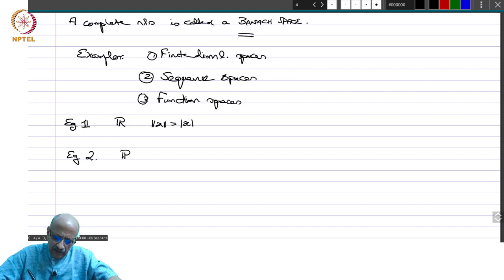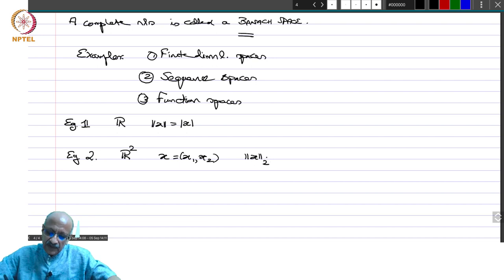Let us take another example. This time I will deal with R2. Given any vector x, it will have two coordinates x1 and x2, and I am going to define norm x in this case to be the square root of mod x1 square plus mod x2 square.